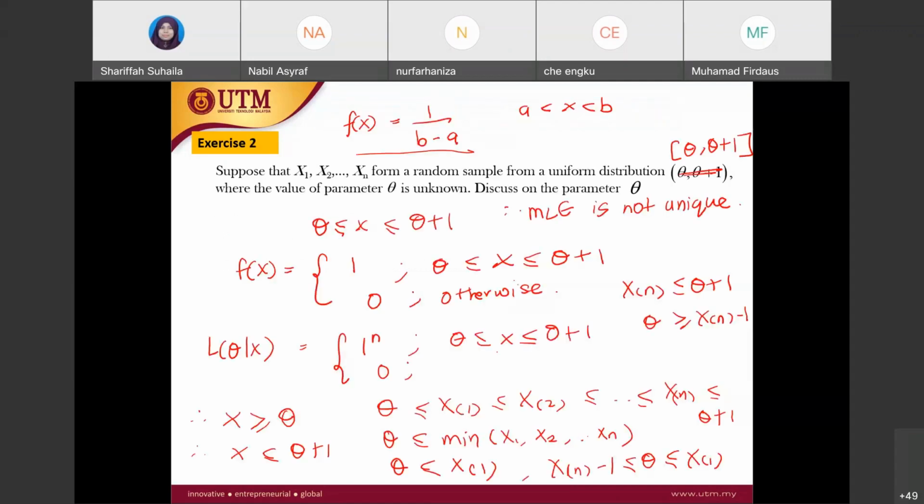Okay, but this one, we consider we have two values of theta. Either theta ataupun theta plus 1. So it should be either first order statistic ataupun maximum order statistic minus 1. So in this case, kalau kita draw pun dia punya likelihood function, so katakan di sini.